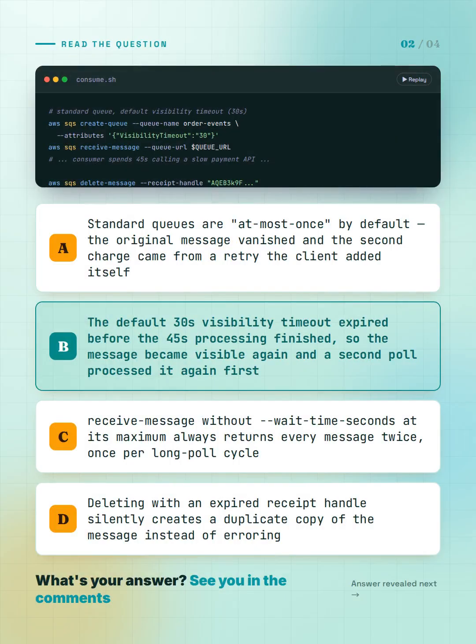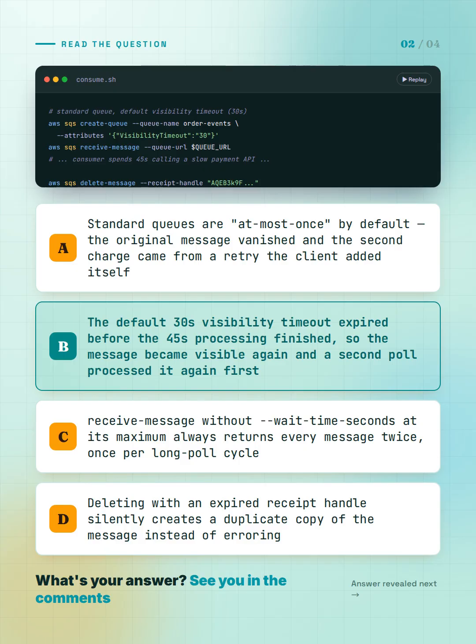Here's exactly what happened. The queue was left at its default visibility timeout, 30 seconds. The consumer received the message, then spent 45 seconds on the payment call before it ever got around to deleting the message. The delete eventually succeeded. But somewhere in there, the same order got charged a second time. So what's the real explanation?